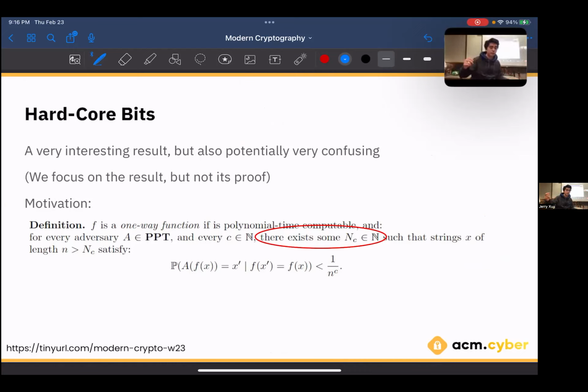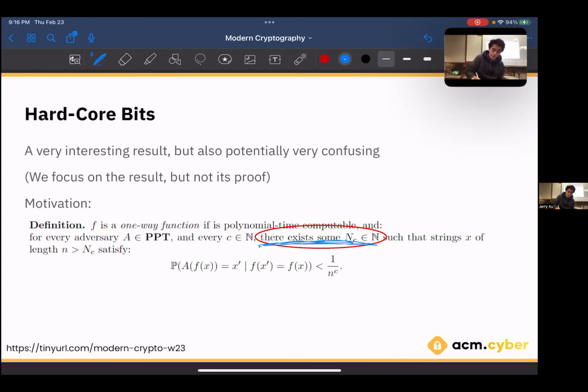But our motivation for this is kind of a shortcoming of one-way functions, right? So if we look at the statement of one-way functions, there's this red circle here, and inside we've got this statement that says there exists some n sub c in n, right? And so what it's saying is, this one-way function is hard to invert on very long inputs, right? And these very long inputs are also going to give very long outputs. But we don't want to have to deal with bit strings that are millions of bits long, right? We want to deal with maybe one bit at a time in the best case, right? Because we want as much granularity as possible when we're dealing with cryptographic stuff.